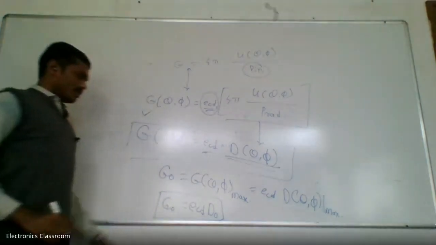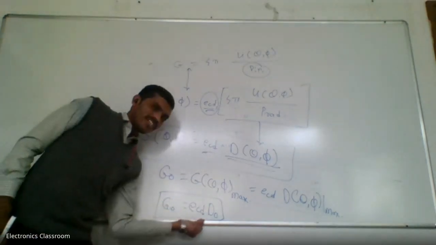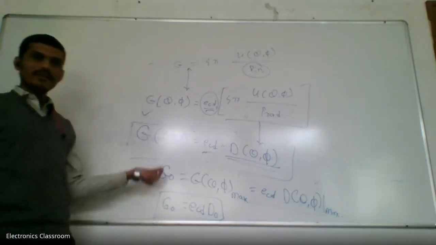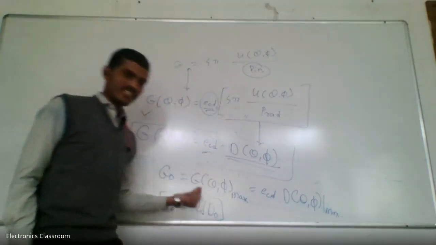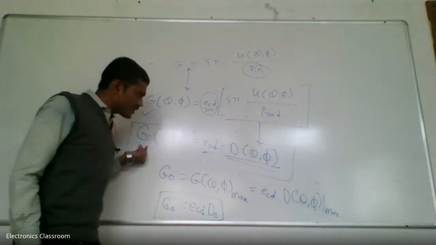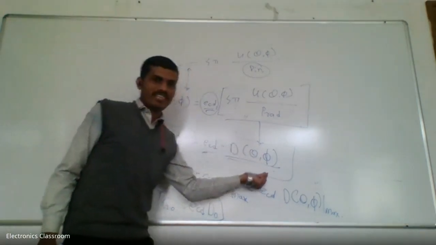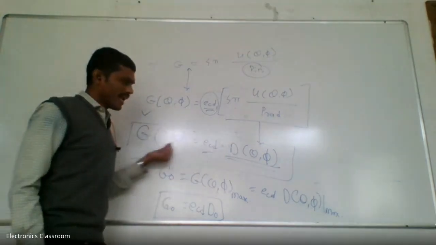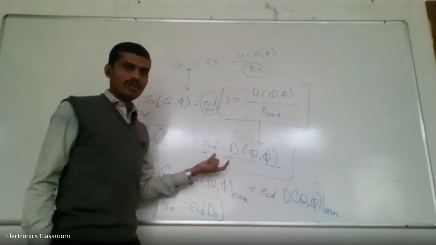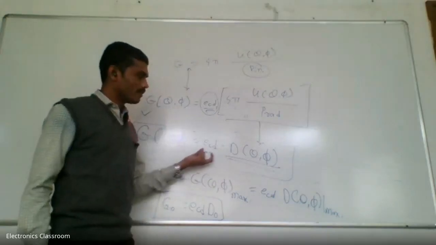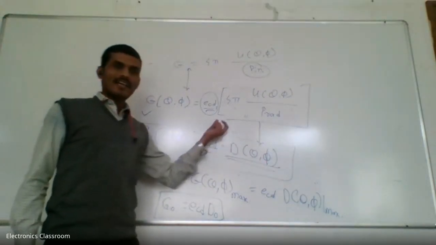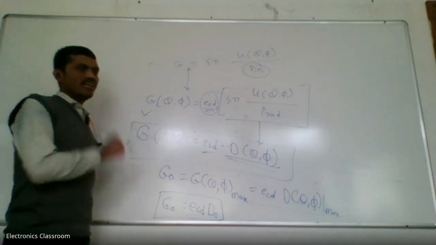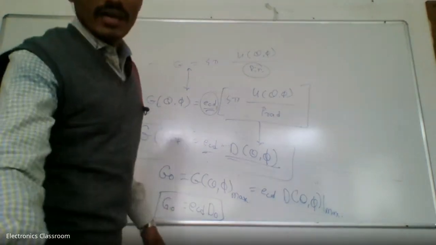G0 is equal to ECD into D0. So this is your maximum gain when maximum directivity is considered. This is your absolute gain when absolute directivity is considered with this product. That means absolute gain can be calculated by simply multiplying the radiation efficiency with the directivity. So these are the different equations related to the gain.